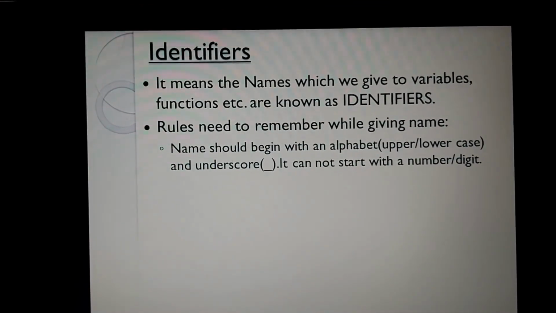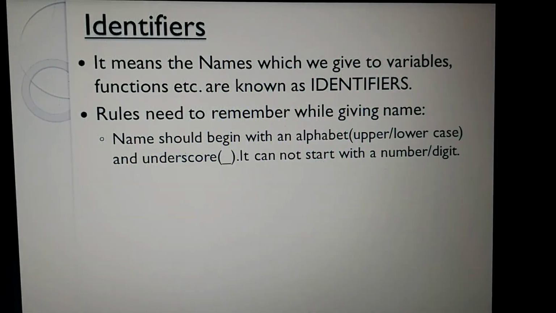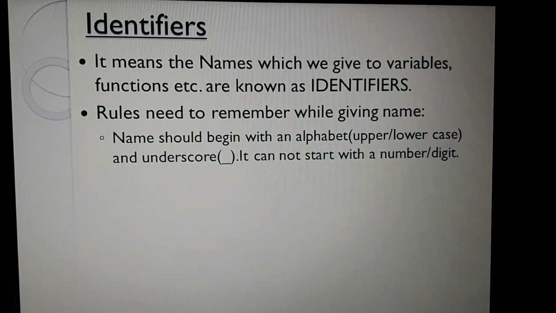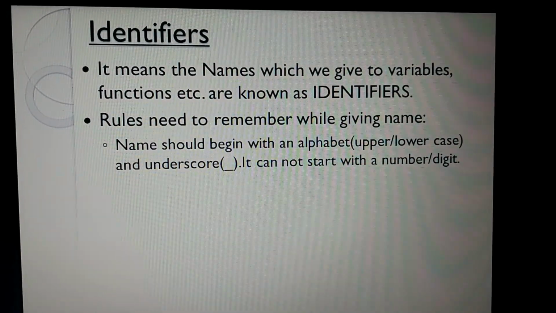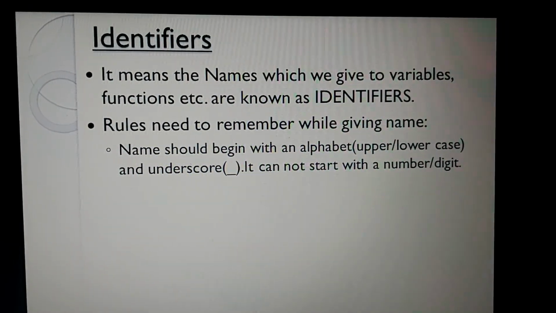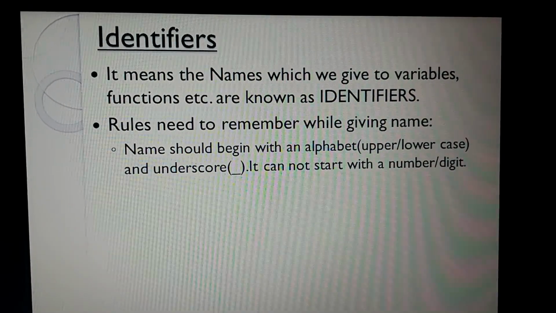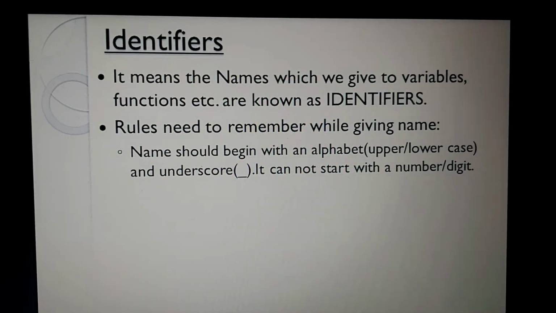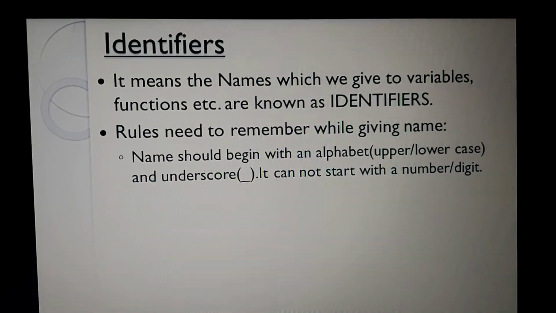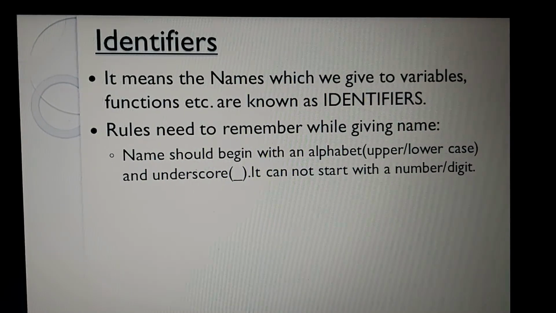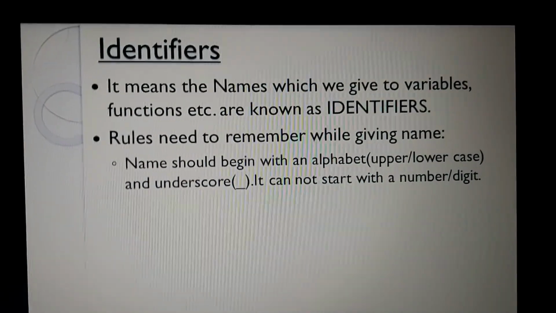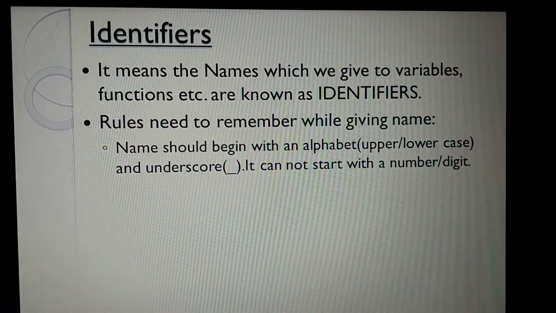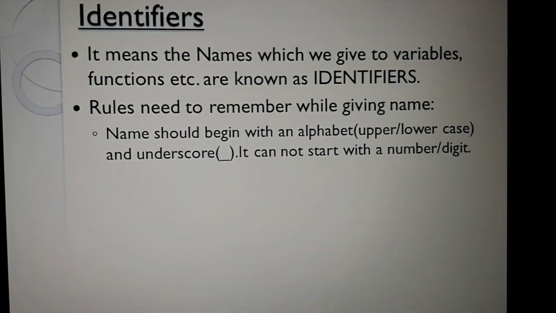First point is saying name should begin with an alphabet. Alphabet can be uppercase or lowercase. Upper means capital, lower means small case. And underscore, it cannot start with a number. तो कोई भी वेरिएबल अल्फ़ाबेट से स्टार्ट हो सकता है, अंडरस्कोर से स्टार्ट हो सकता है, बट इट कैनॉट बी स्टार्ट विद अ नंबर और डिजिट. ठीक है, वी विल सी द एग्जाम्पल डेफिनेटली, बट फर्स्ट वी विल गो विद दिस रूल्स.